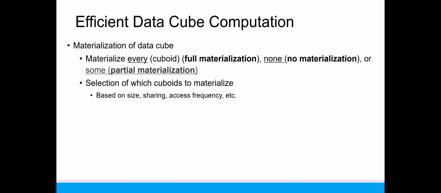So for efficient data cube computation, we call it materialization of the data cube. We can materialize every cuboid, which is full materialization, or none, which is no materialization, or some partial materialization. We need to select which cuboids to materialize, whether based on the size, the sharing, the access frequency, and so on.